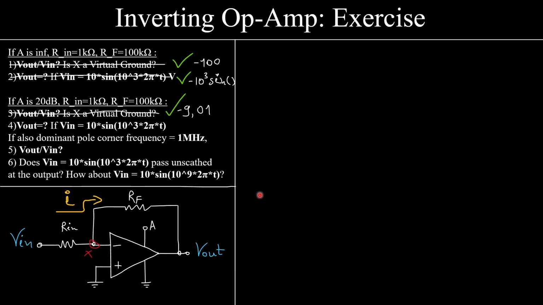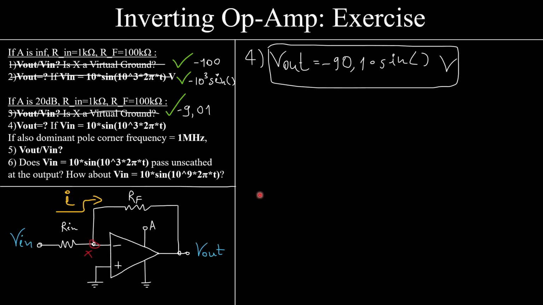The next one asks us how much is Vout if Vin has this value. So again, I go ahead and replace this thing over here in my previous equation. Vout is minus 9.01 times this, so it's this thing over here, the same sign. Again, the frequency doesn't really bother me, it doesn't do anything. The output over the input does not depend on the frequency. So this is done.